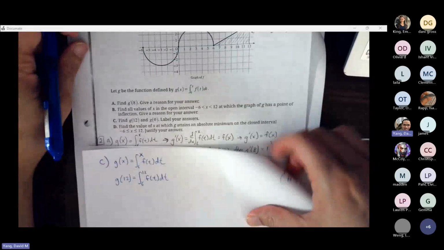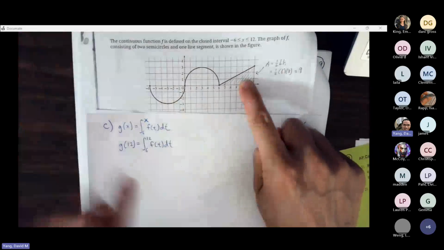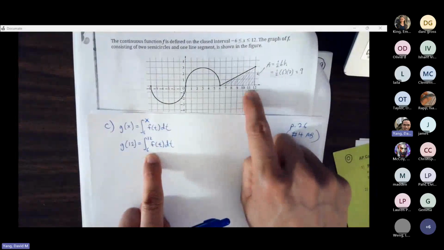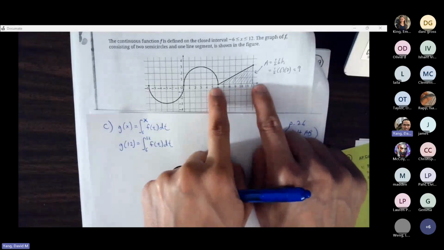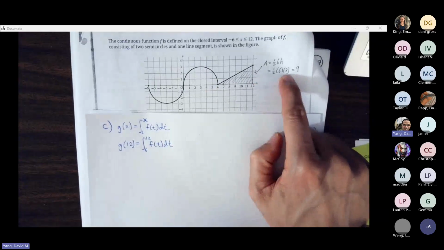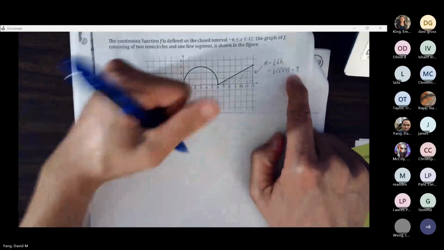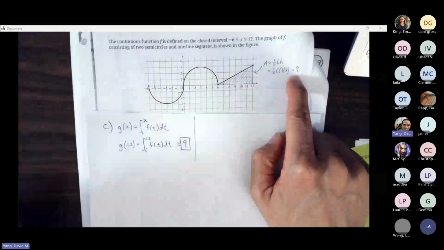So let's see what the graph tells us. Between 6 and 12, that's just going to be this shaded region, and that shaded region is just going to be a triangle. I know the area of a triangle is 1/2 base times height, so my width is 6, my height is 3, so 1/2 times 6 times 3 is 9. So I have my g of 12.